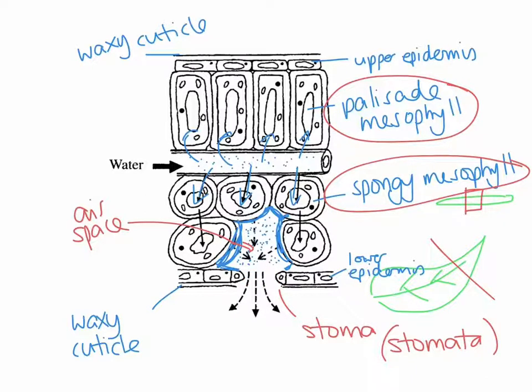Now, if I just rub out the red pen there, you can see that there's a high concentration of water vapour molecules inside the airspace, but there's nothing in the air outside. So high concentration to low concentration, diffusion takes place. Water molecules move from a region of high concentration to a region of low concentration until both concentrations are equal. So that's diffusion. And that whole process is called transpiration.